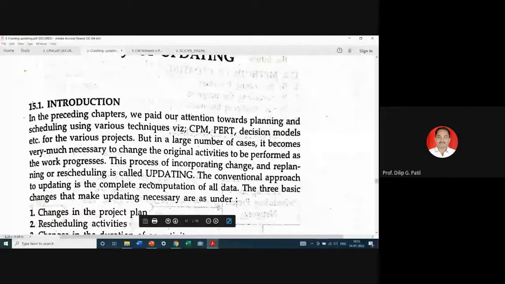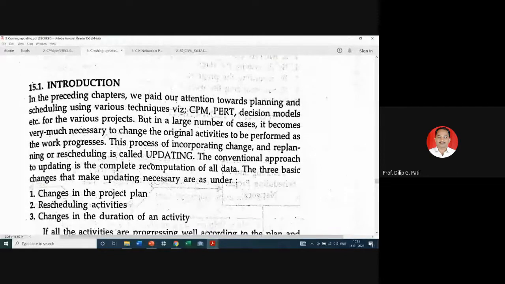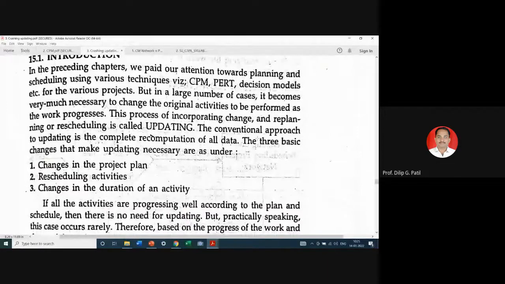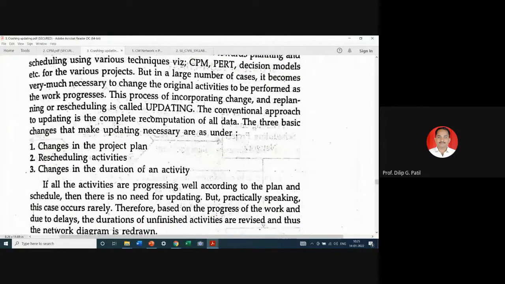The conventional approach to updating is complete recomputation of all data. The three basic changes that make updating necessary are as under. So, as we discuss in short, changes in the project plan, हे आपण बघणार आहोत. रिशेड्युलिंग ऑफ द ऍक्टिव्हिटीज अँड चेंजेस इन द ड्युरेशन ऑफ ऍक्टिव्हिटीज हे होणार आहे. म्हणजे आपण जे प्लॅन केलं होतं की suppose activity A will take 10 days, B will take 15 days.